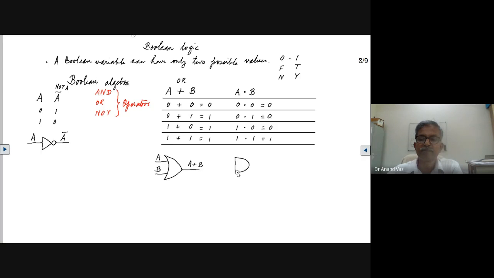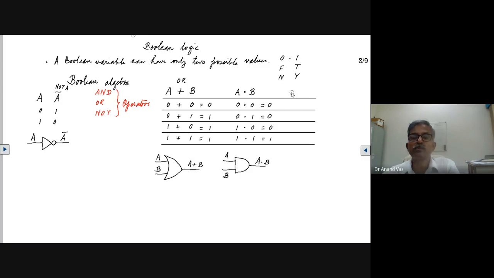So again, you have the two inputs, A and B, and the output is A and B. So the logic is like this: if any one of the inputs or both of them are 0, then you get output as 0. Only when all are ones, you get the output as 1.